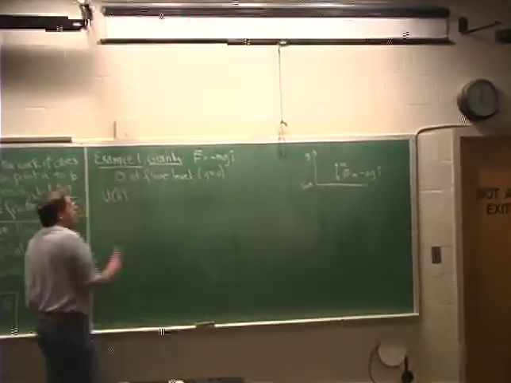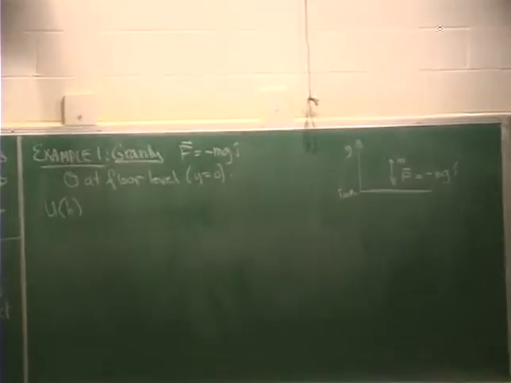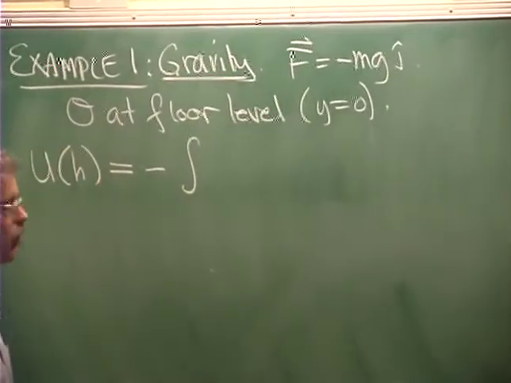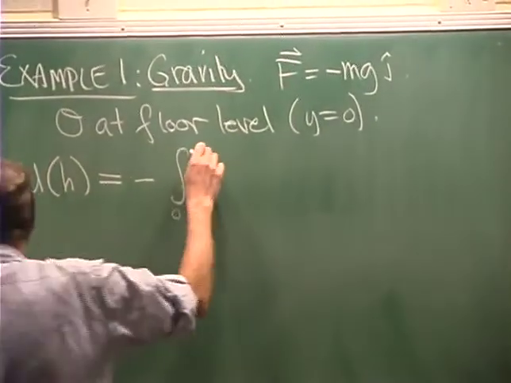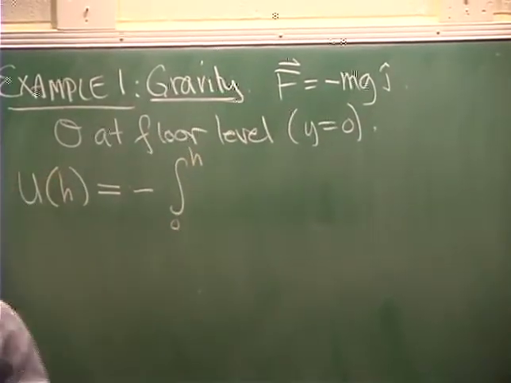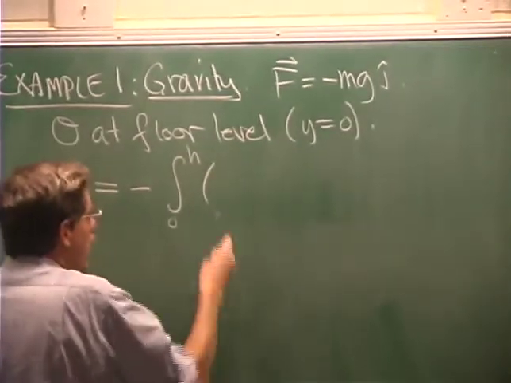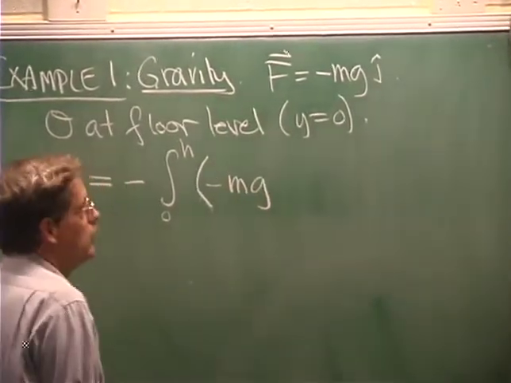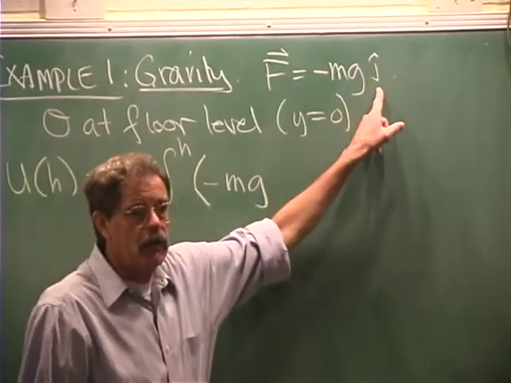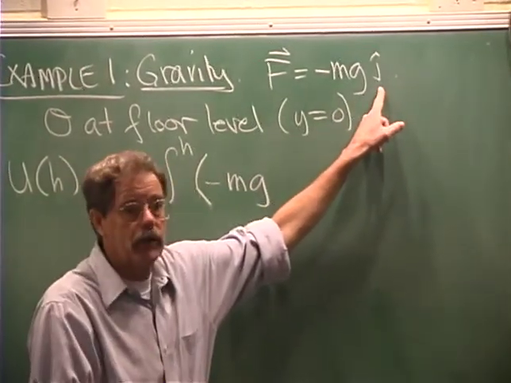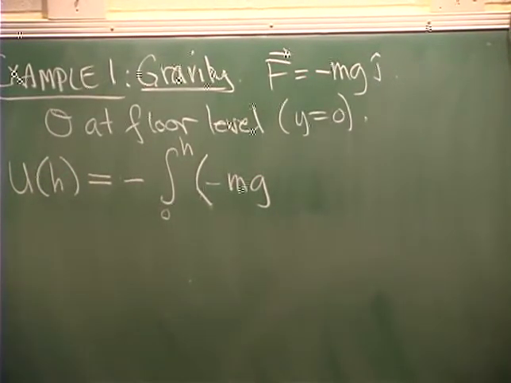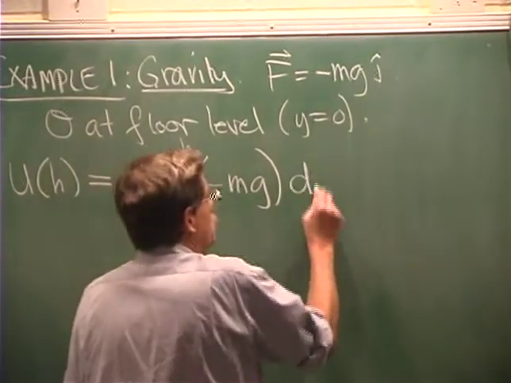Now, what is the potential energy at a height h above the floor? That is, according to the definition, minus the integral from that reference point, y equals 0, up to the height h, that's where I'm calculating the potential, of F dot dr, but F is minus mg, and it points in the j hat direction, actually the minus y direction. So the only component of the displacement that matters in the dot product is the component in the y direction.